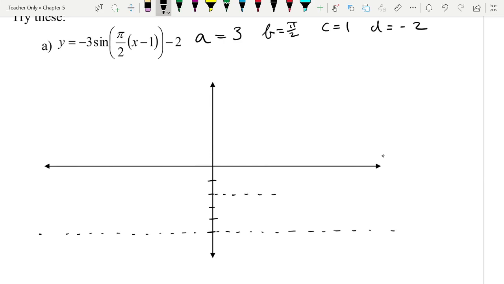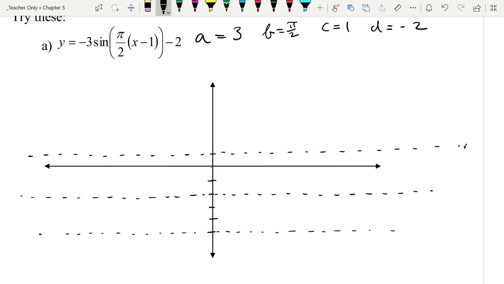Here is my new central axis. And then go up 3 units from the central axis. 1, 2, 3. So this is my max, this is my min, and this is my central axis. Where's my starting place? My starting place is at 1. Okay, I'm in radians because of the pi here, so I'm going to start at 1.